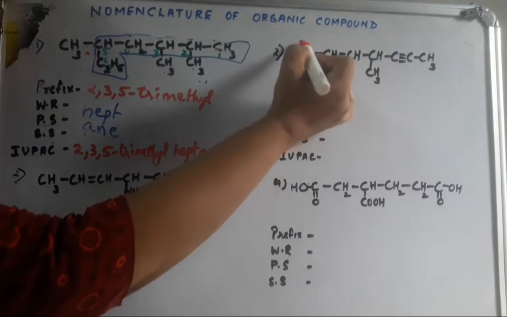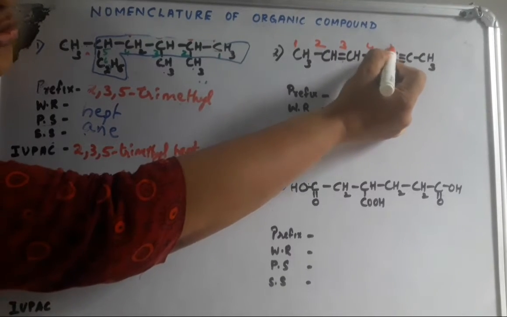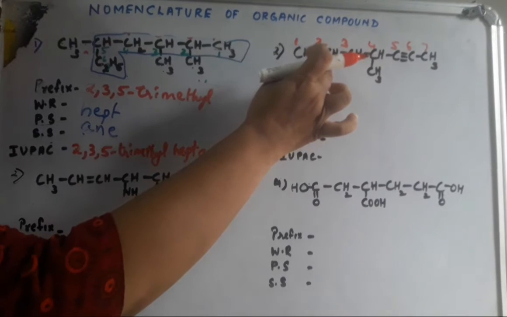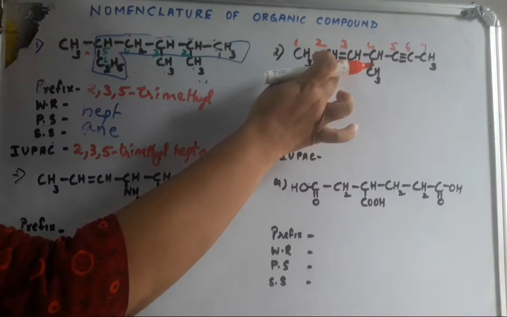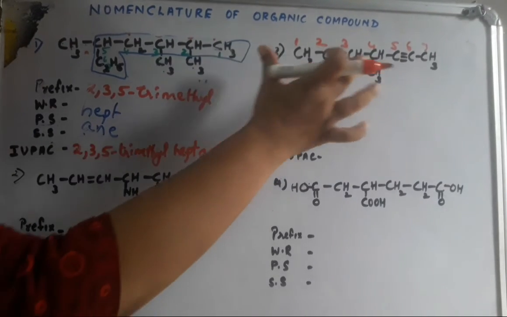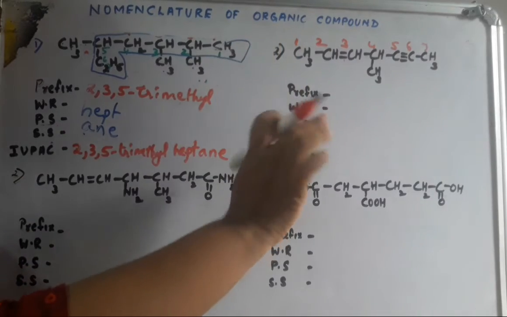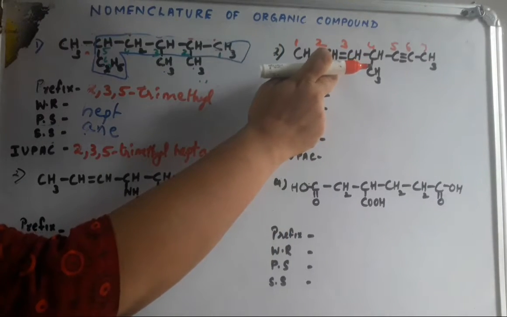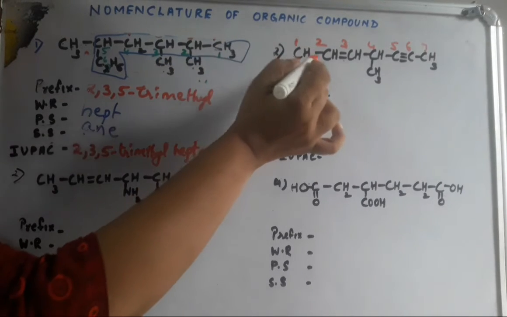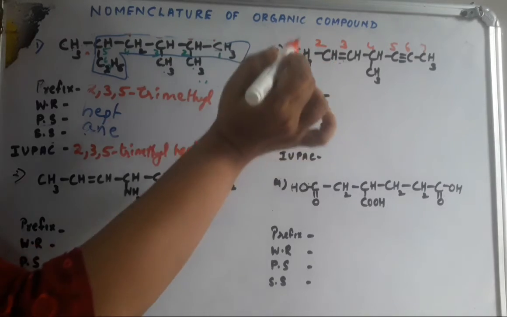So numbering can only be started from here. 1, 2, 3, 4, 5, 6, 7. So this is how the numbering should be done. Lowest position should be given to the double bond. Then only we will look for the triple bond. So if there is an unsaturated compound where there is a double and triple bond, we will give preference to the double bond. Then only we will give the preference to the triple bond. So the double bond should get the lowest position, 2.